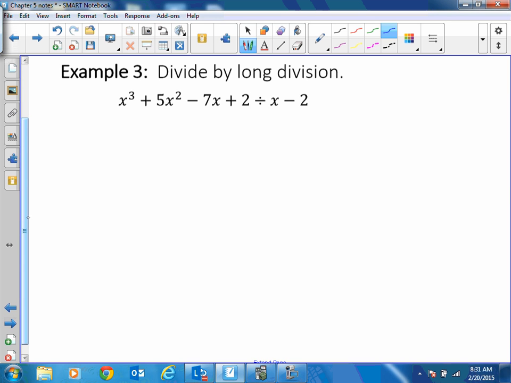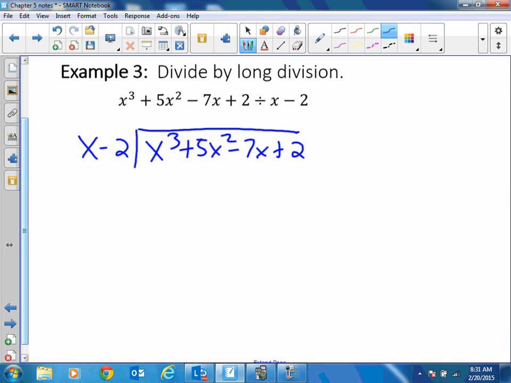Let's do another one by long division, okay? So let's write it out, x minus 2. This time there's no missing gaps. So we ask ourselves, how many times does x go into x cubed, which would be x squared. So we do x squared times x and get x cubed. We do x squared times -2 and get -2x squared. Okay? And then we got to make the signs the opposite. So we got to make that a negative and that a positive. Those cancel out. 5x squared plus 2x squared is 7x squared.